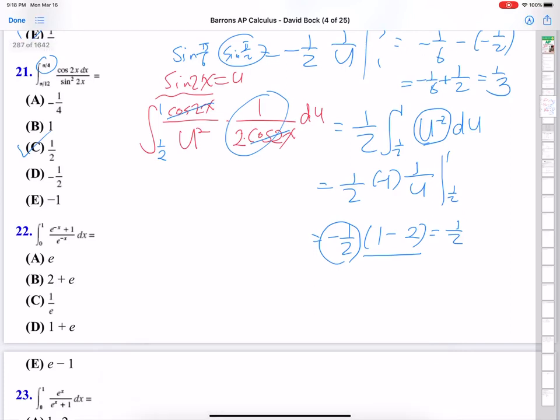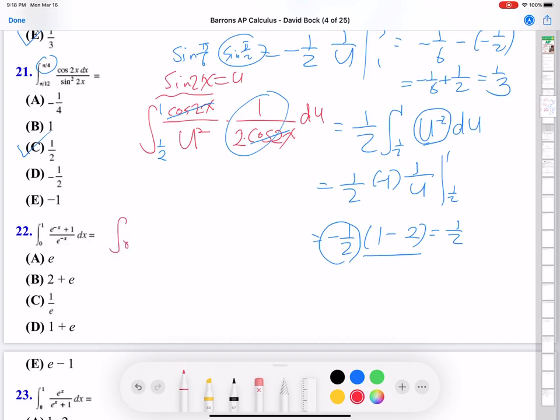Number 22 is another U substitution problem. Integral, which part is going to be U? Oh, it's not U substitution, I'm sorry. I'm going to separate this fraction into two fractions, like e to the negative x over e to the negative x plus 1 over e to the negative x, dx, and then simplify that.